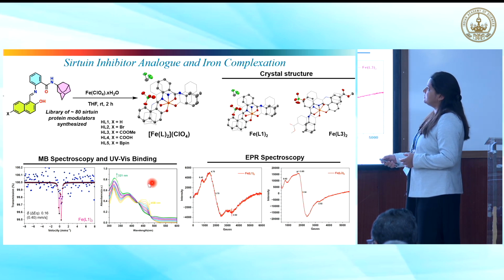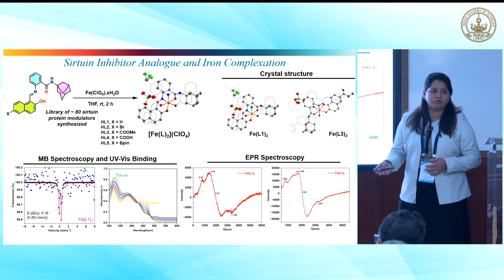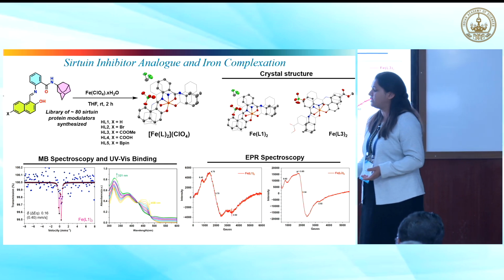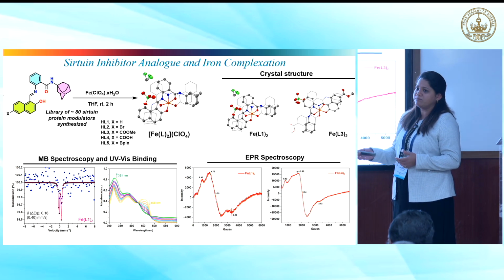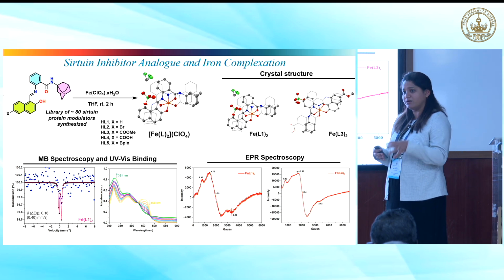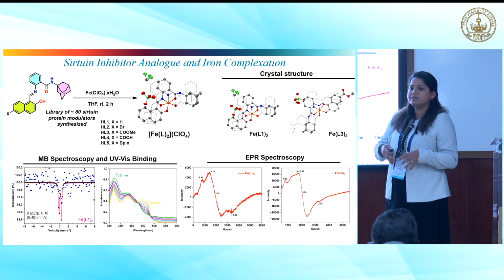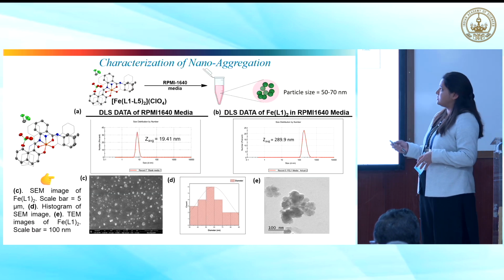Once we had these active compounds, we characterized them by different spectroscopic methods like crystal structure, EPR spectroscopy, Mössbauer, and UV-Vis binding. It's very important, before you move on to any biological assay, that the compounds you are making in the lab are pure enough. If there is an impurity, you will not know whether the activity you are getting is coming from the compound you synthesized or from any leftover or decomposition product. So these spectroscopic characterizations are very important.